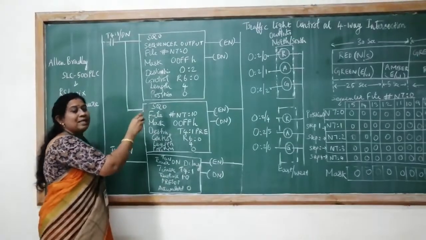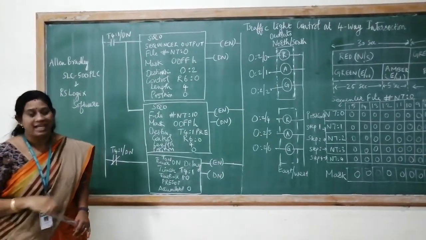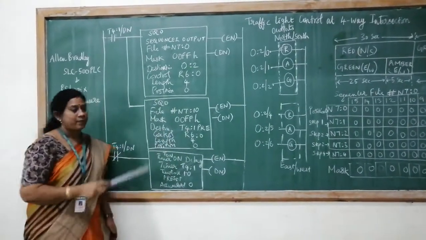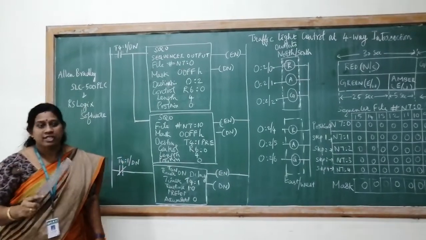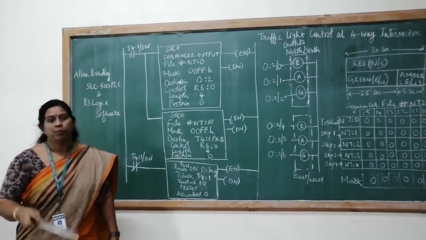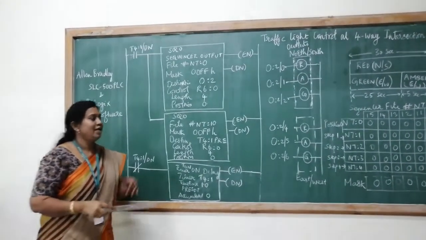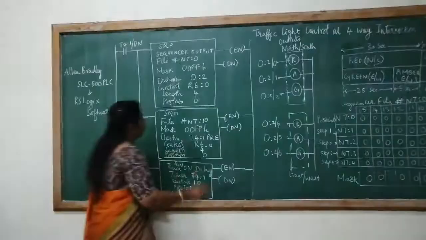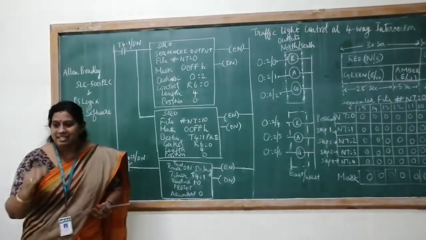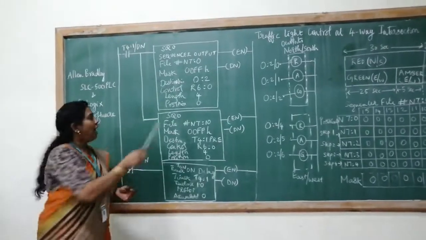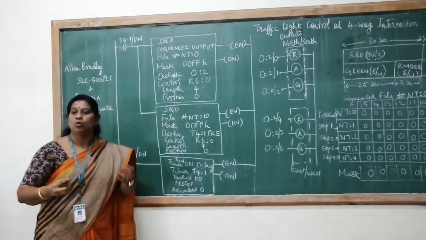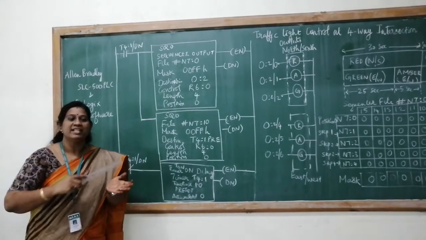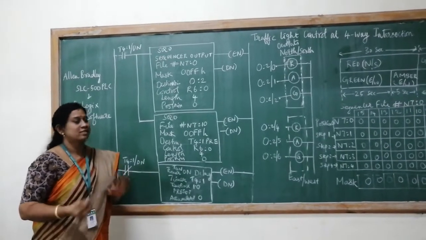Next comes the length. Length represents the number of steps in the sequence. Since we have 4 steps, I am making this to be 4. And this position represents the initial step position of the sequencer. So initially, before start of the PLC, we take it to be position 0. As the sequencer file is being executed, it increments by 1, 2, 3, 4. So sequentially all the 4 word bits will be transferred to the output devices.